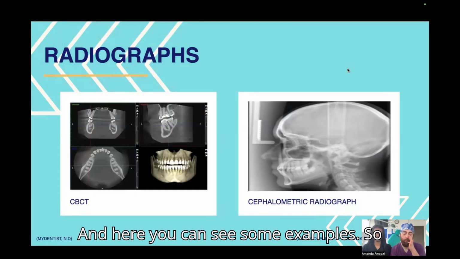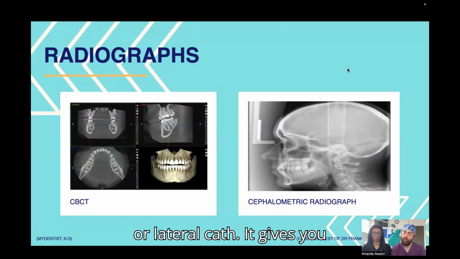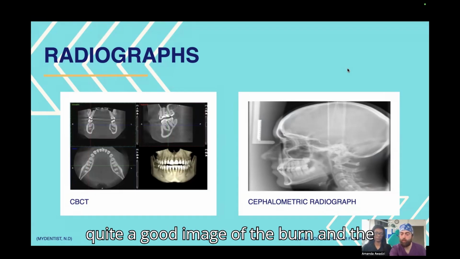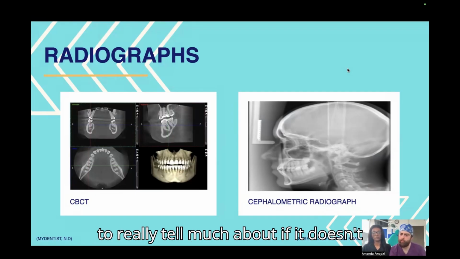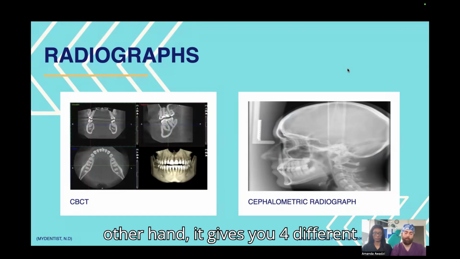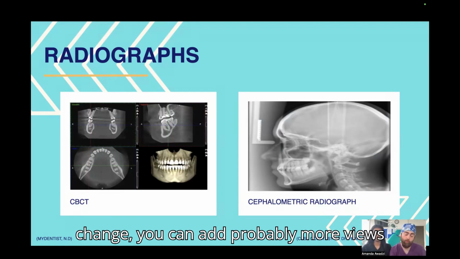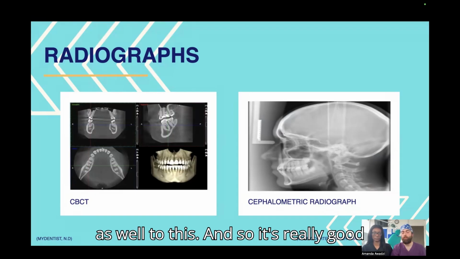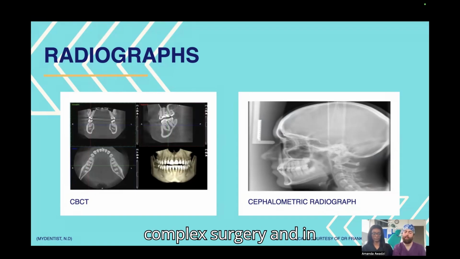And here you can see some examples. So you can see the cephalometric radiograph or lateral ceph. It gives you quite a good image of the bone and the teeth as well, but you wouldn't be able to really tell much about if there's any decay in the area. And the CBCT, on the other hand, gives you full different views of the left, the right. You can probably add more views as well to this. And so it's really good for any treatment planning, especially in complex surgery and in compromised areas as well.